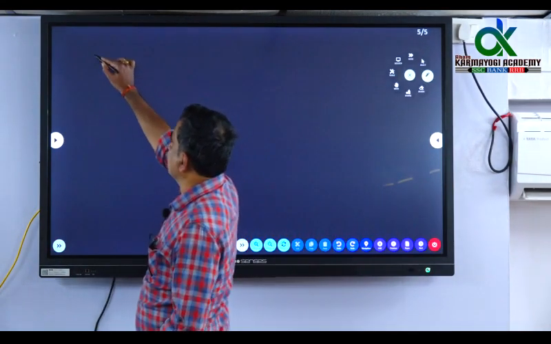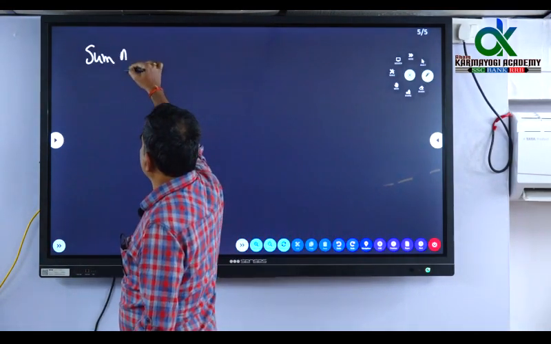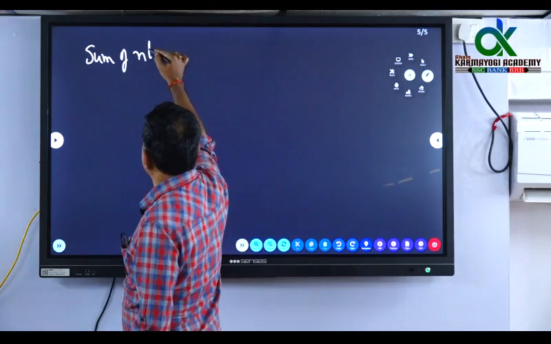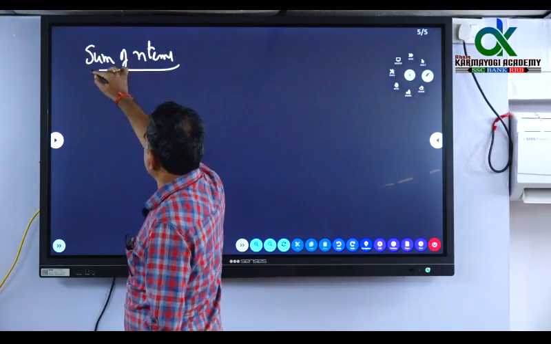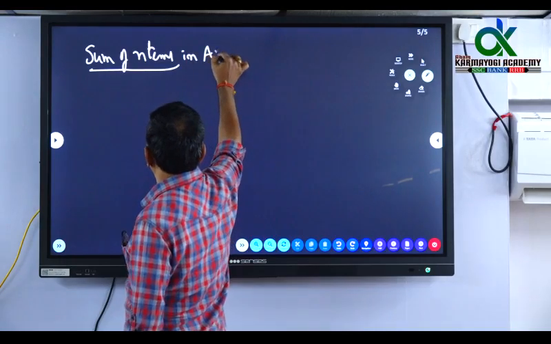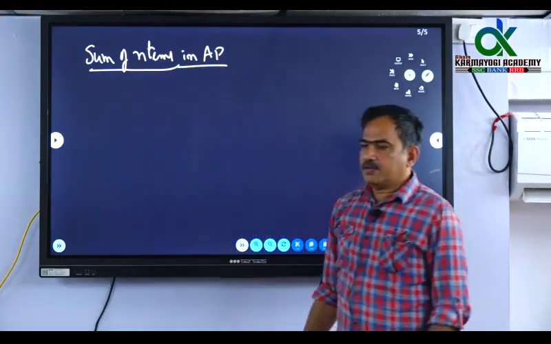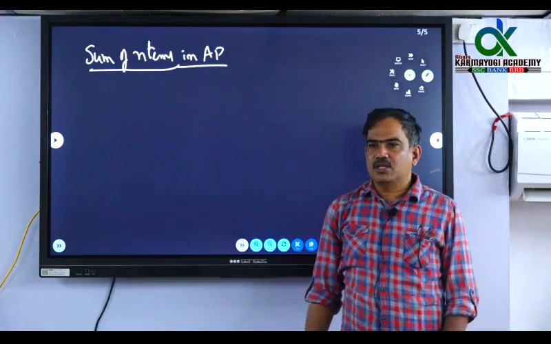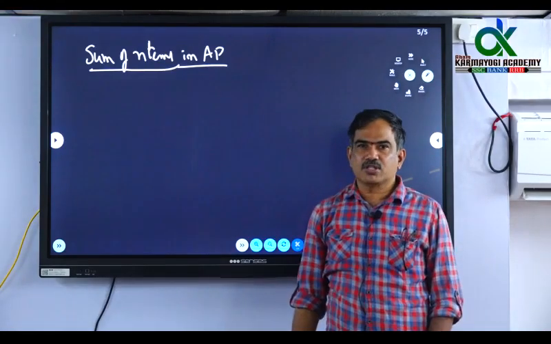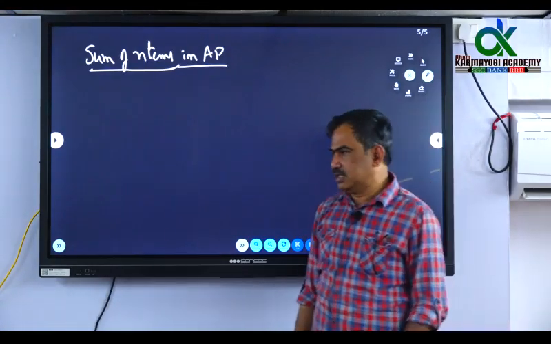Okay, side heading: sum of n terms in AP. What is the sum of n terms in arithmetic progression? Arithmetic progression lo sum of n terms ante enti? Listen carefully please.